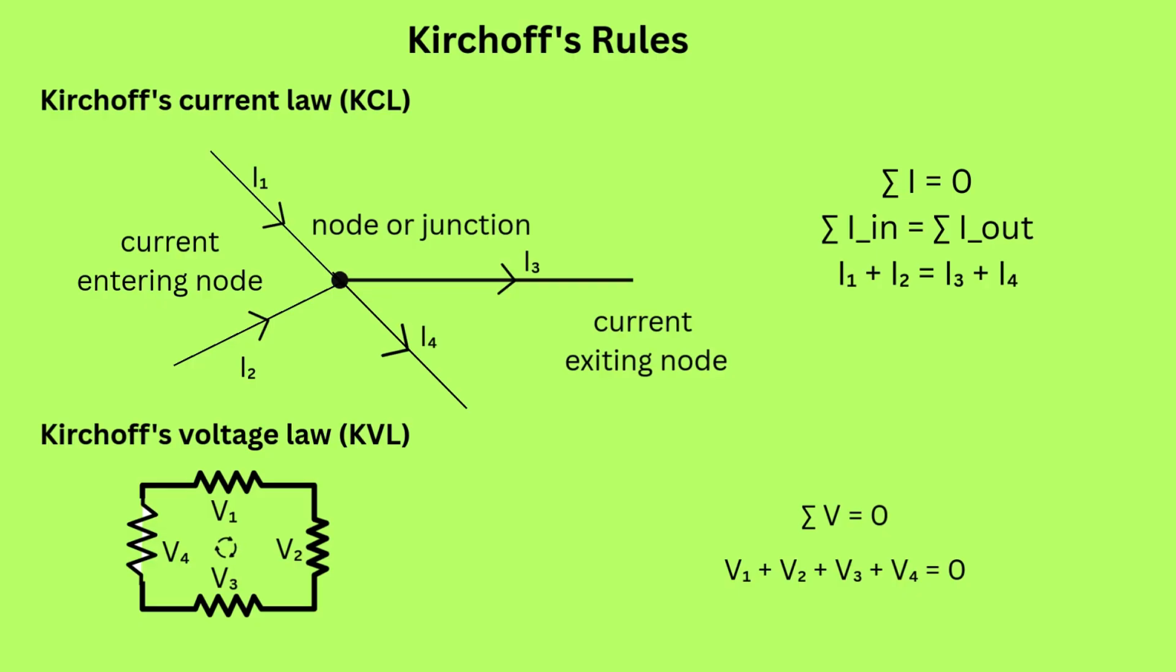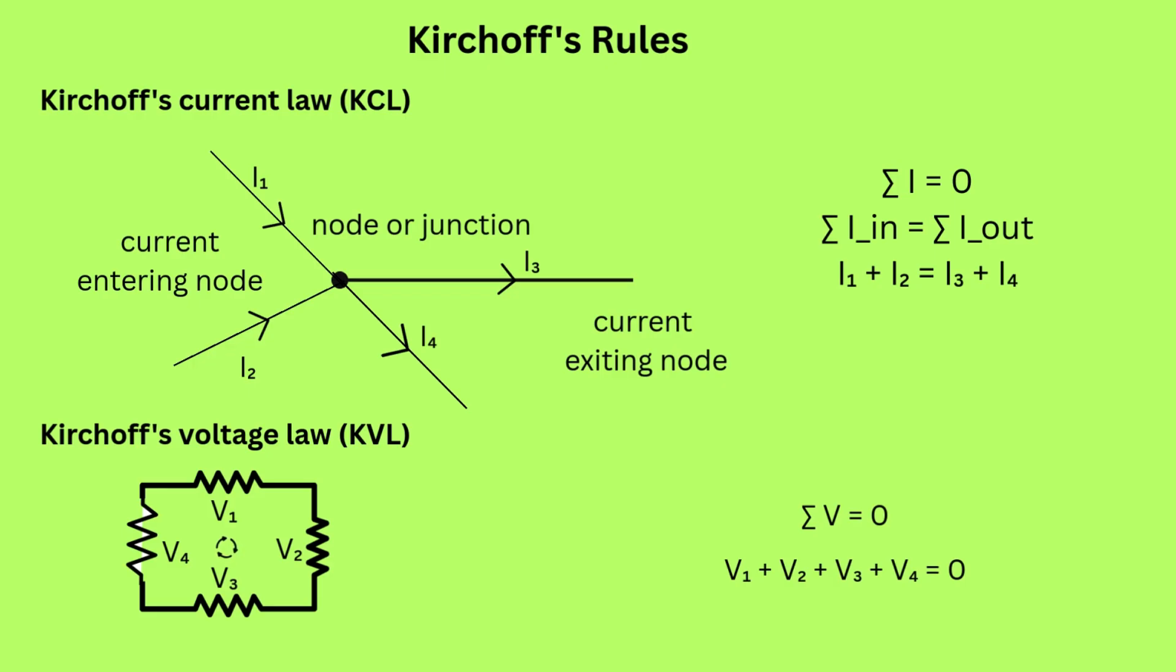Mathematically, the sum of all currents meeting at a junction is zero. This can also be written as total current entering a junction must equal total current leaving. In the example shown, I1 plus I2 equals I3 plus I4. Kirchhoff's voltage law states that the algebraic sum of all voltages around any closed loop in a circuit is zero. Mathematically, the sum of all the voltages around any closed path is zero. In the example shown, V1 plus V2 plus V3 plus V4 equals 0.